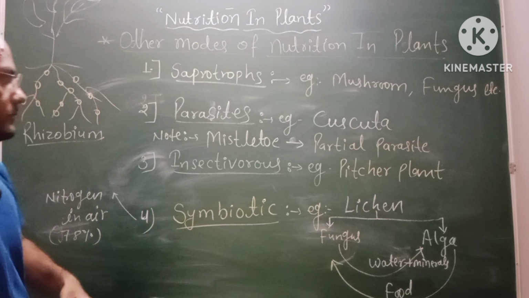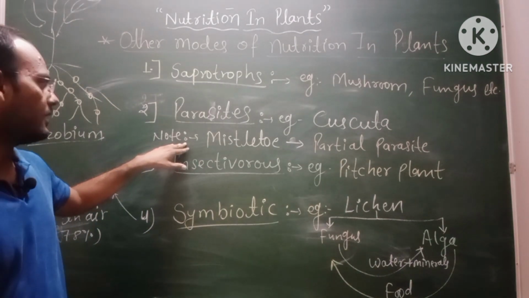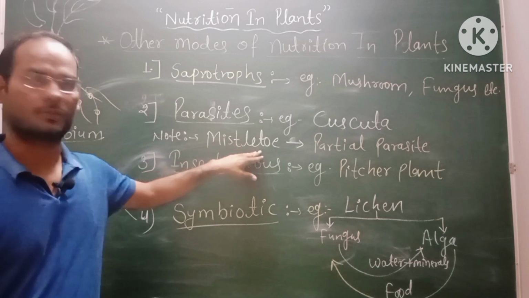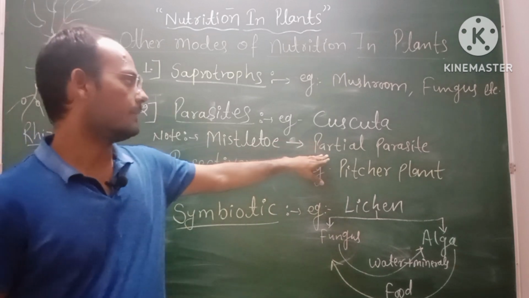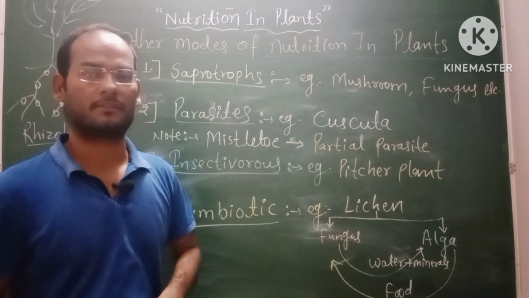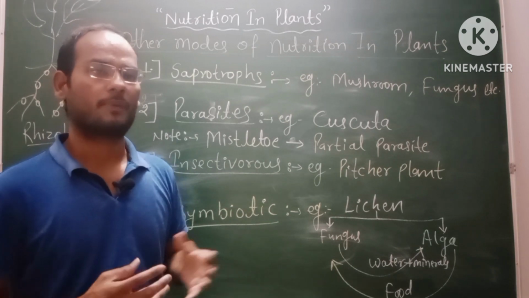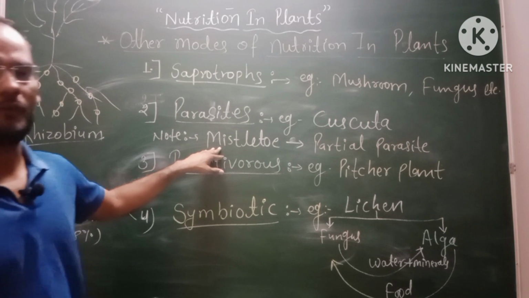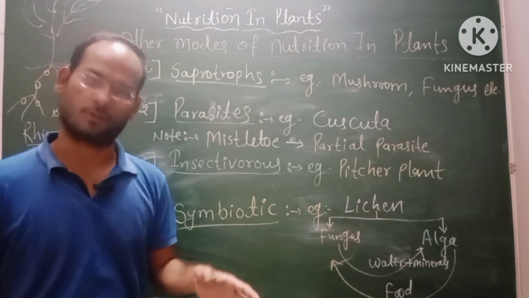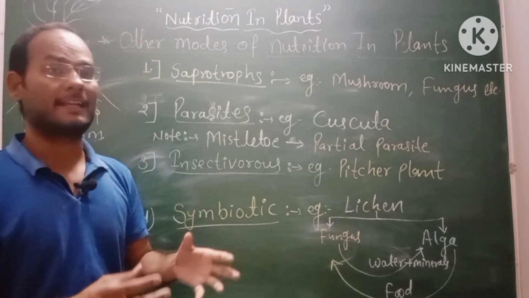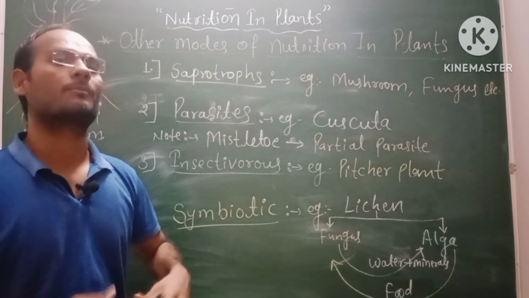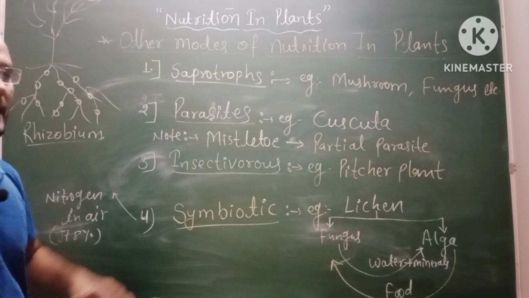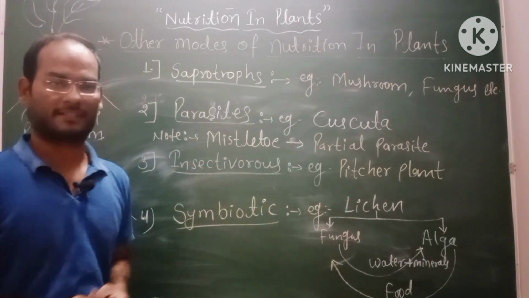Okay, now in this we can also see another example, mistletoe. Mistletoe is a partial parasite. How is it a partial parasite? Because mistletoe makes its own food by the process of photosynthesis, but it gets the water and minerals from the host plant's body. Clear? Okay, that's why it is called a partial parasite.